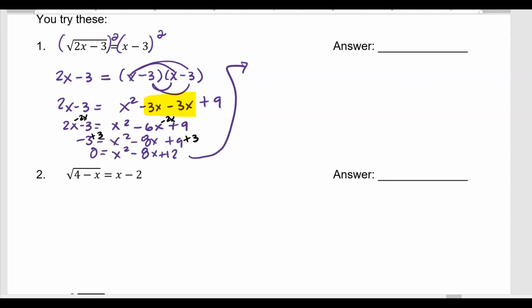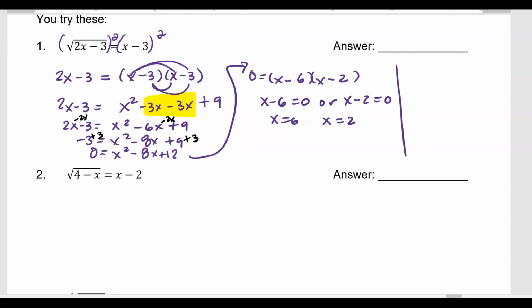Now, the second step of solving equations is factor. So you've got to factor that trinomial. What factors of 12 add up to negative 8? Negative 6 and negative 2. Then we're going to set each factor to 0. So we get x equals 6 or x equals 2. However, you have to check both of those, right? So you have to check.